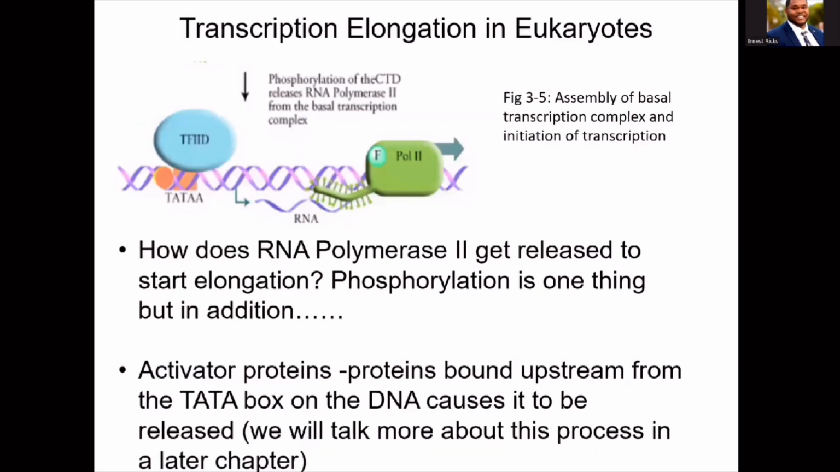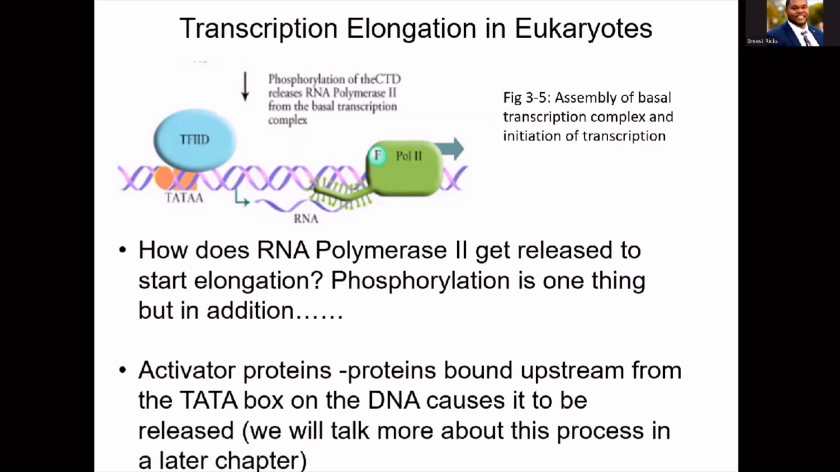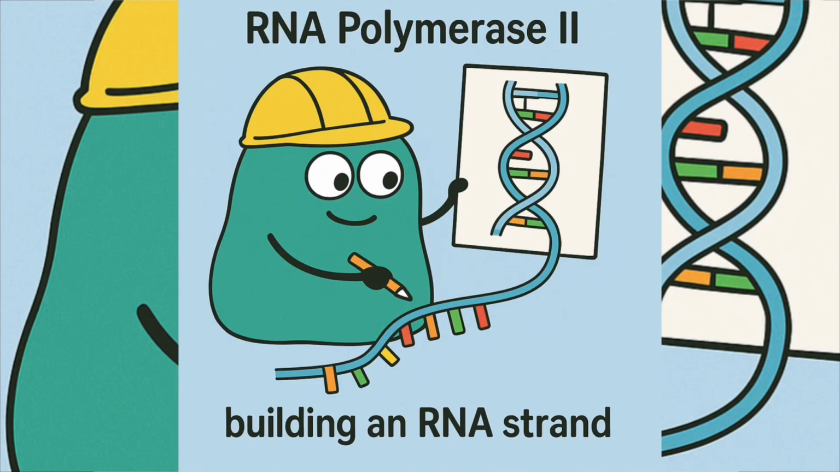So as we talk about elongation, how does RNA polymerase II shift from initiation to elongation? Well, for one, phosphorylation happens. So phosphorylation by TF2H is one thing that really matters. Another thing is activated proteins bound upstream of the gene help promote elongation. So as we elongate, RNA polymerase II will add ribonucleotides to the growing strand.